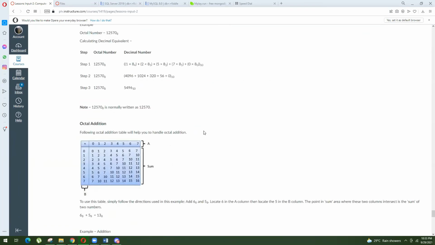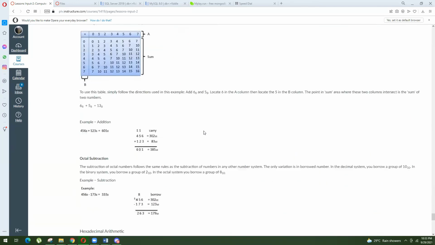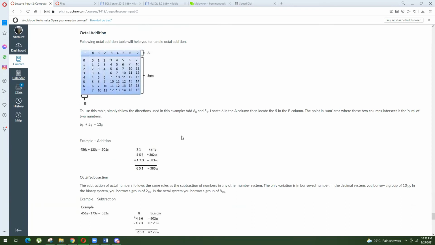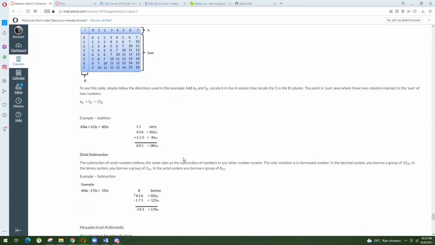Okay. So octal arithmetic can be addition or subtraction. So it's not that hard. It's just like binary addition and subtraction. So always remember that we are dealing with the value of 8. Okay. From binary, we are dealing with the value of 2.